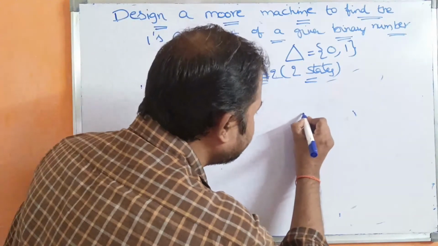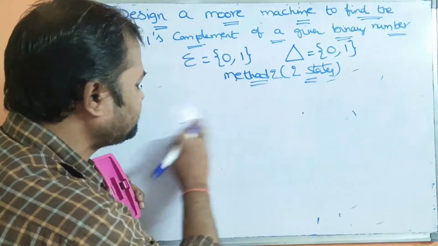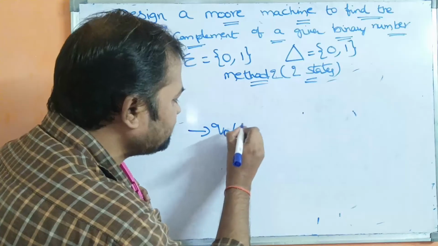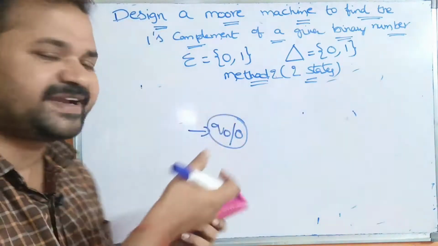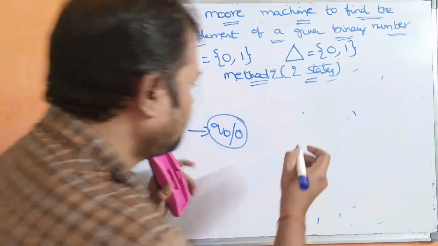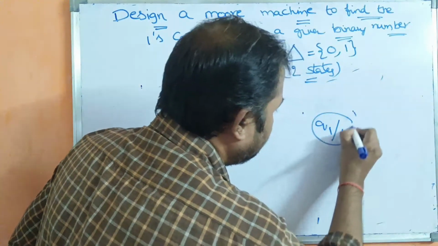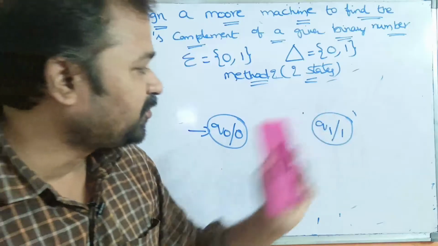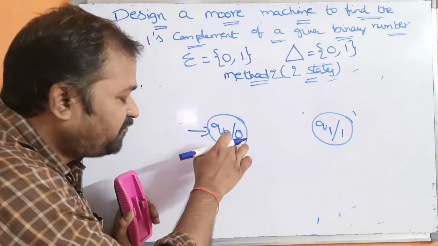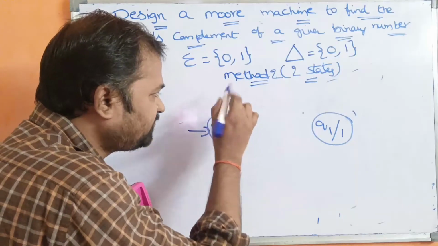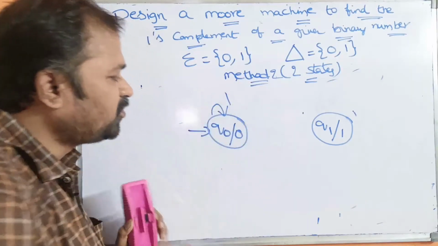Let the first state be Q0. Let the output of Q0 be 0. It is our choice, we can take 1 also, there is no problem. Let the output of Q1 be 1. When will the output be 0? If the input is 1, then only the output will be 0.